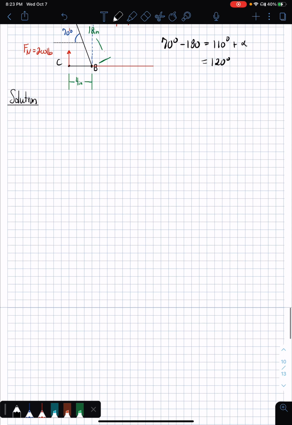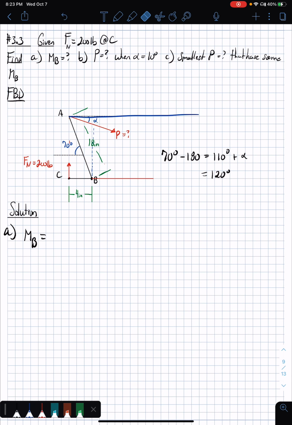That being said, feel free to go ahead and pause and catch up. We're going to go ahead and start on it. Start off at part A. We're going to find the moment about B. To find the moment about B, we're going to take our r, which is going to be CB, cross our F_N, F_N being our 200-pound force needing to remove the nail.